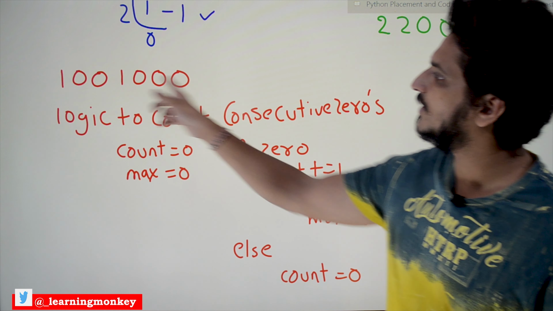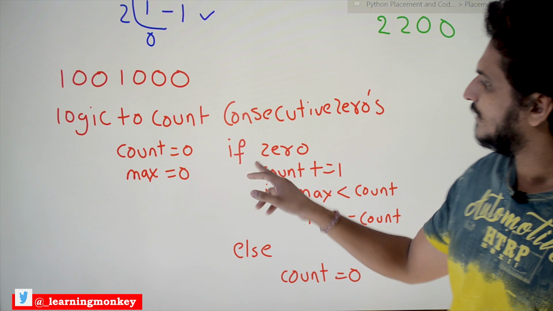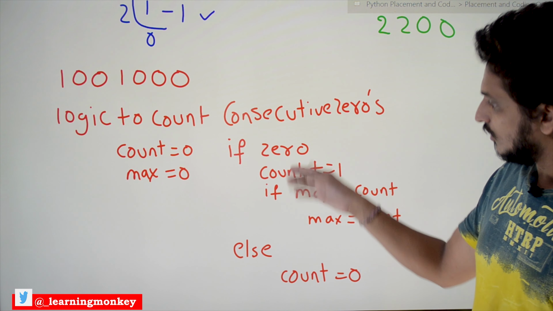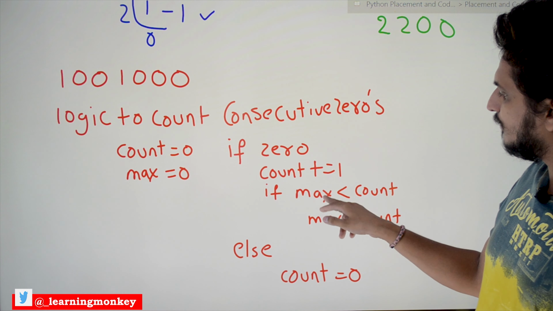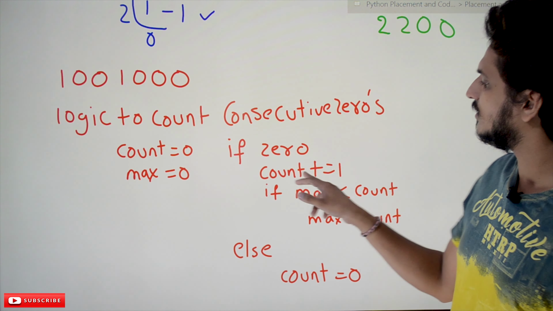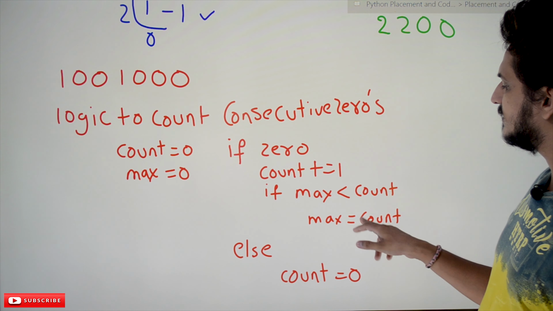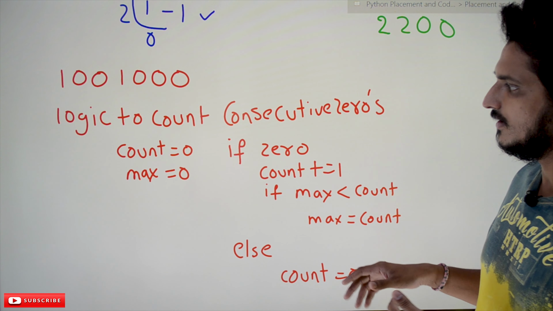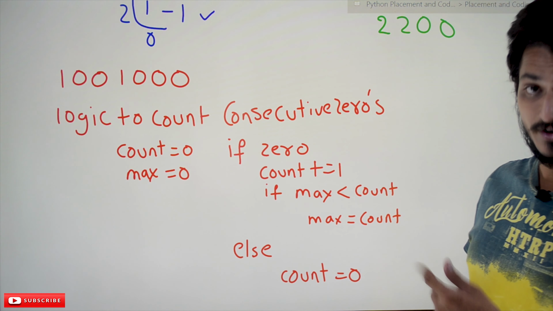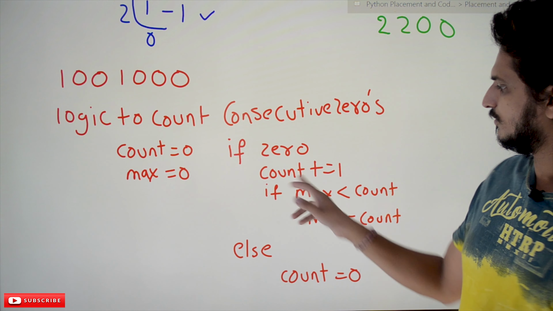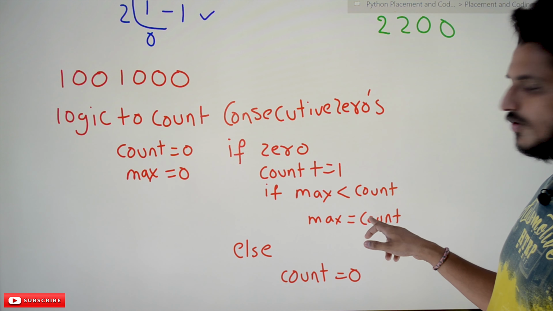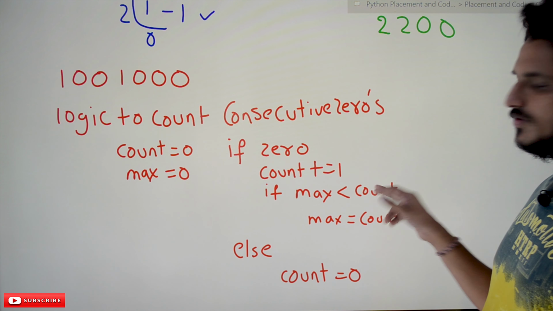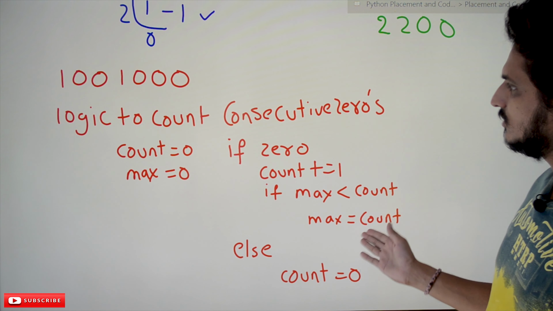You have to loop in these numbers. Take the first number. If it is 0, increment the count, count plus equal to 1. In the if condition, nested if max less than count, yes, maximum is 0. Now count is 1, max less than count, max is equal to count, meaning now maximum value is 1. Again, take the next 0. If it is 0, increment the count. Count is equal to 2. So maximum is again assigned 2, because maximum is 1 and count is 2. So max is assigned with 2.